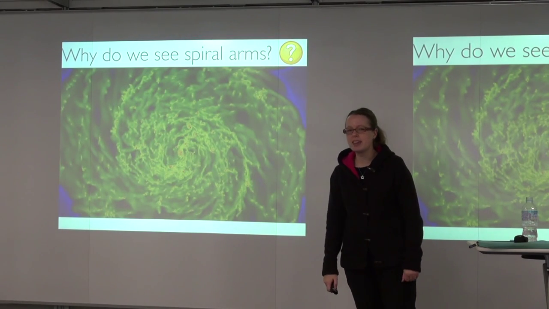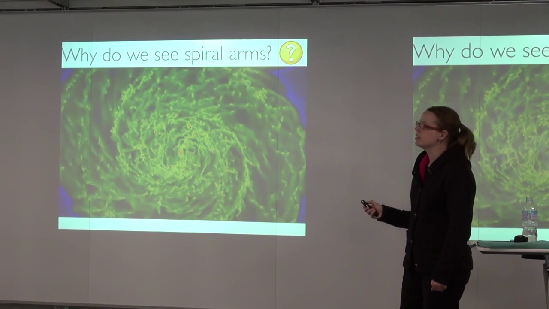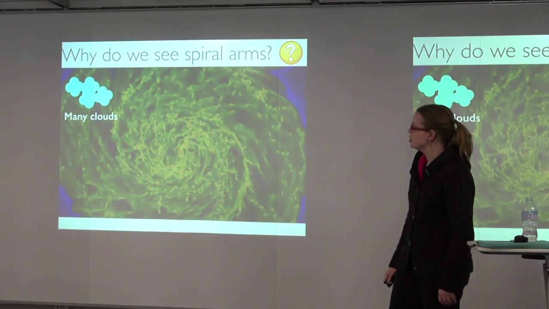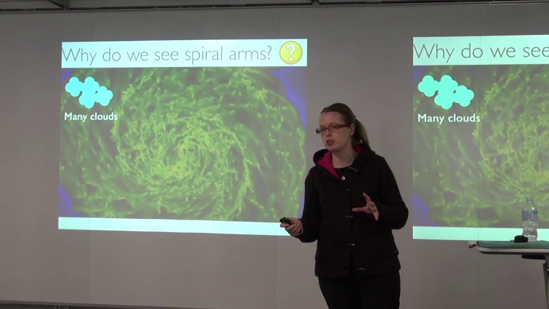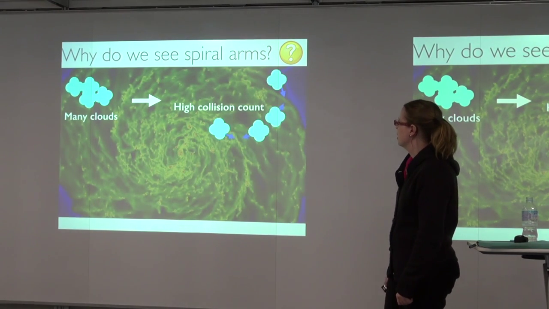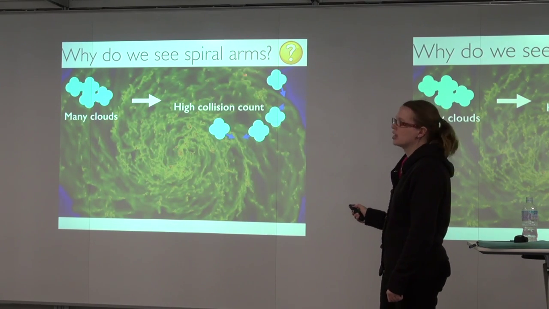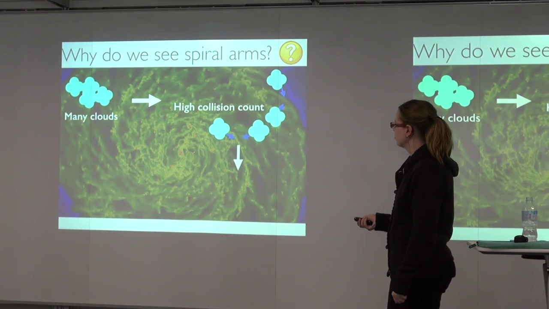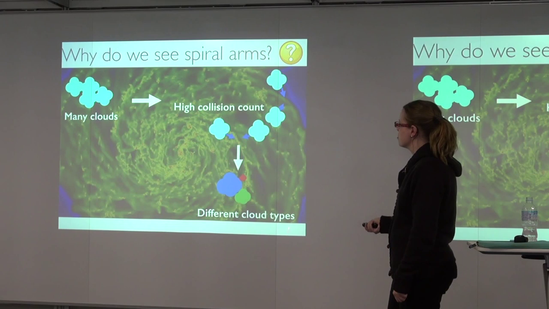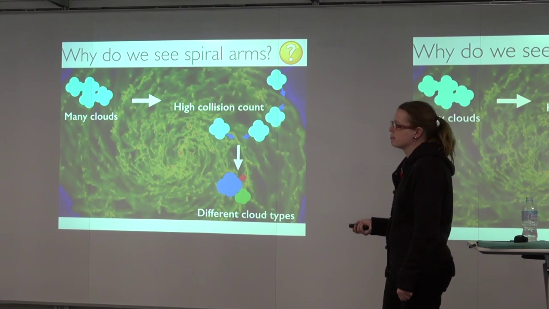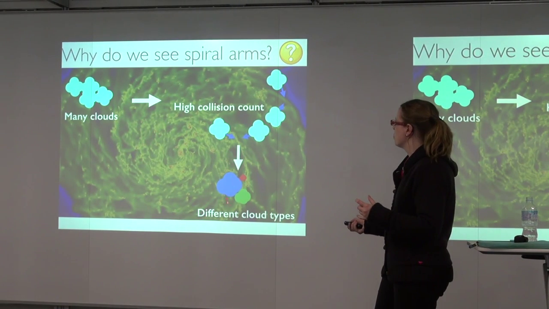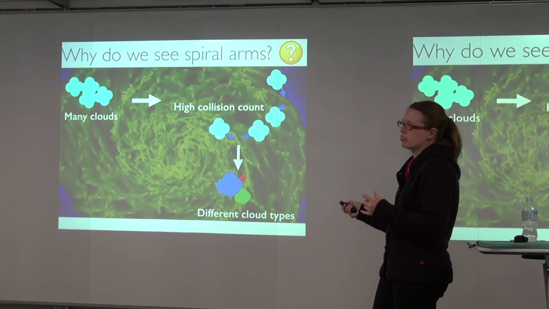So how do we take this information and answer why do we see spiral arms? Well, in the spiral and the bar regions, there are many of these star nursery clouds. And this is giving us a very high collision count to make these massive clouds and these small ones. And this leads to these three different cloud types. So this is the main difference. The bar and spiral region have this process going on where we end up with much more really large and really small cloud types due to the collisions.